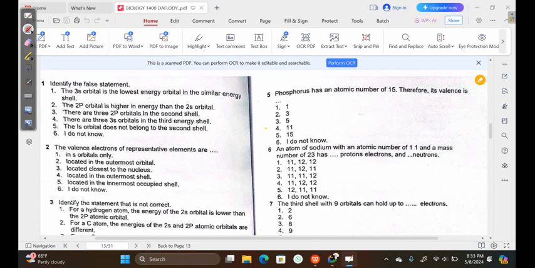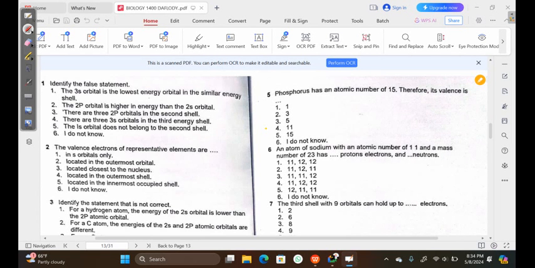Option 1 is saying the 3s orbital is the lowest energy orbital in the similar energy shell. How true is that statement? Then 2 is saying the 2p orbitals are higher in energy than the 2s orbital. 3 is saying there are 3 2p orbitals in the second shell. 4 is saying there are 3 3s orbitals in the third energy shell. 5 is saying the 1s orbital does not belong to the second shell.